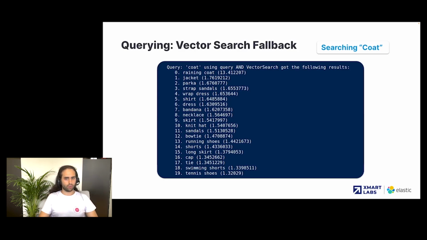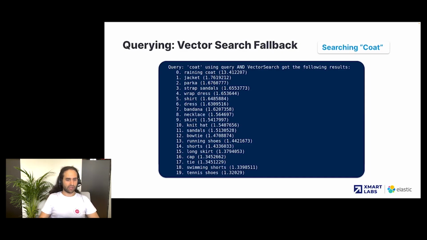Now, searching for coats, we see the first results being raincoat. But we can also appreciate jacket and parka being up there. They are related, even though we didn't add a rule that classifies them as a type of coat.